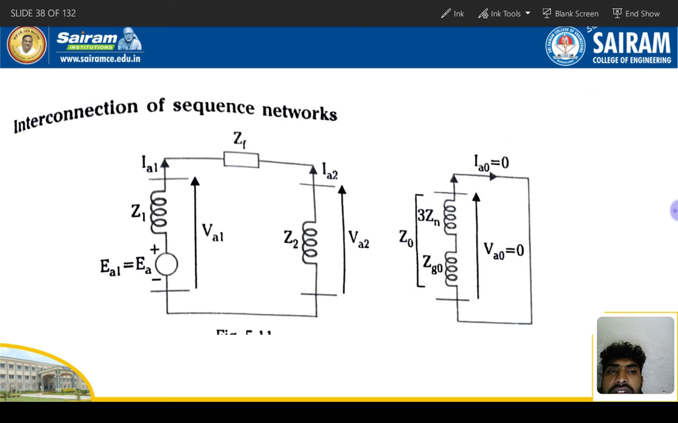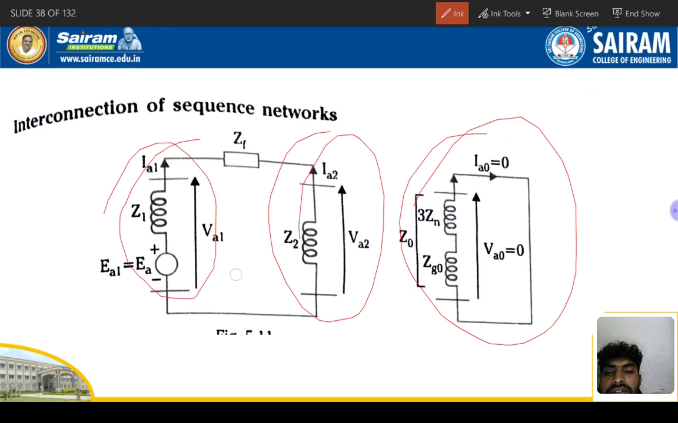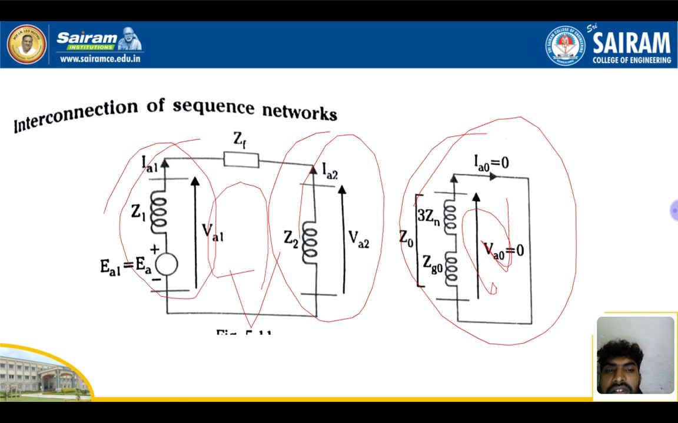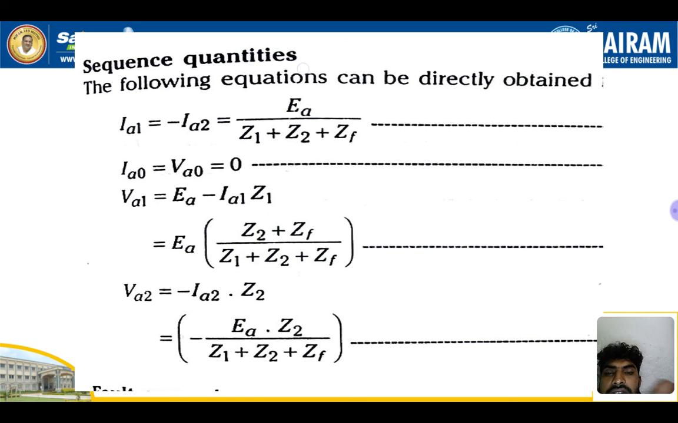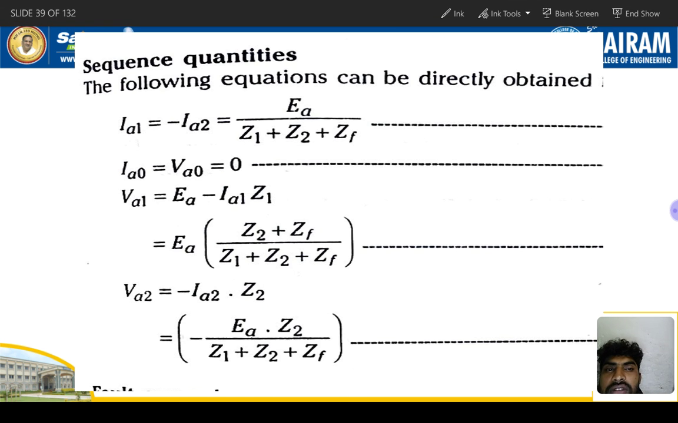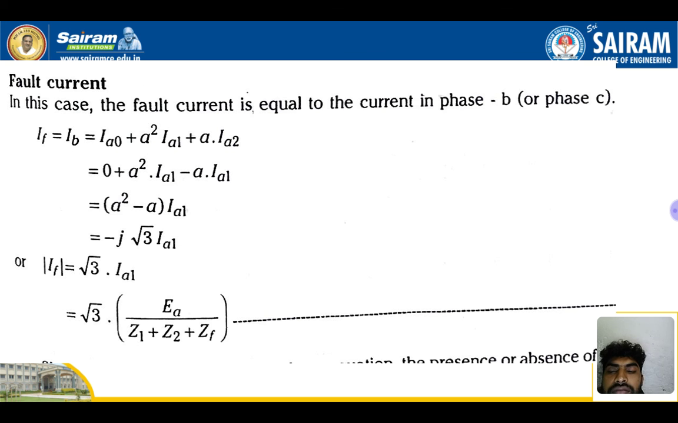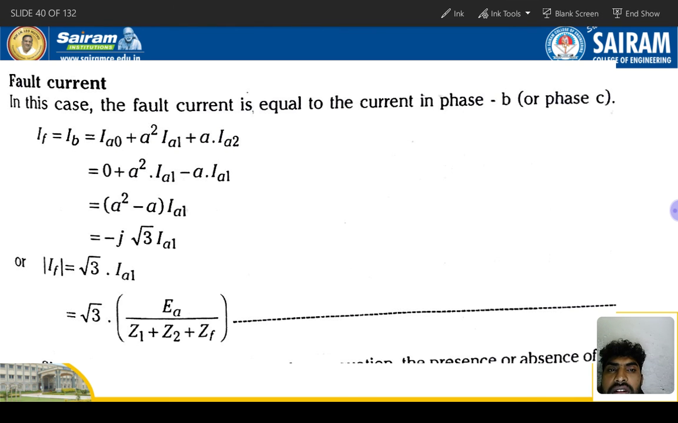This is the sequence network, right? This one is the positive sequence, the negative sequence, and then this one is the zero sequence. Just apply KVL and you will get everything. See here, this is a series circuit. We will get Z1 plus Z2 plus ZF, and here also the same, Z1 plus Z2 plus ZF. Okay, and the fault current is the same.